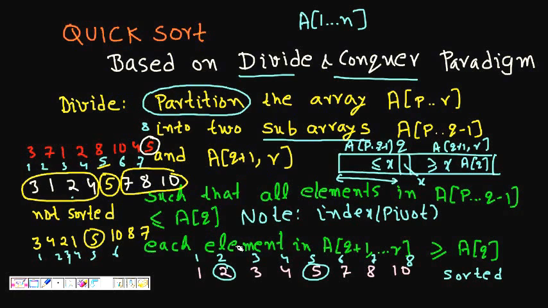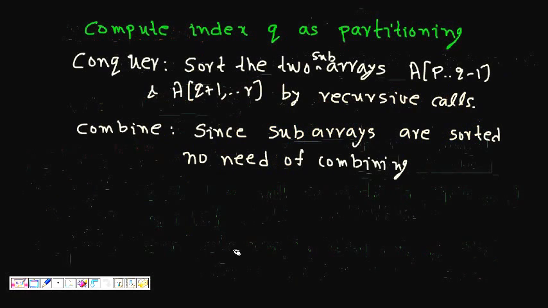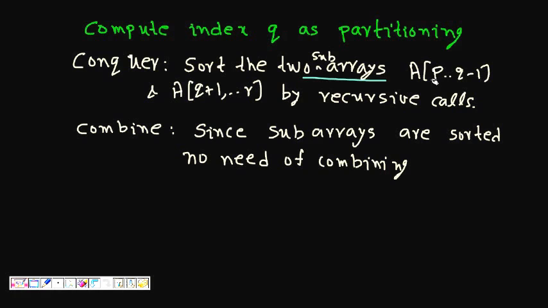And then what we do is we call quicksort on the left subarray and the right subarray so that we can sort them. So the conquer part is to sort the two subarrays A[p..q-1] and A[q+1..r]. We sort these two arrays again recursively, and combine means, because now all the subarrays are sorted, there is no need of combining because they give the sorted array itself.